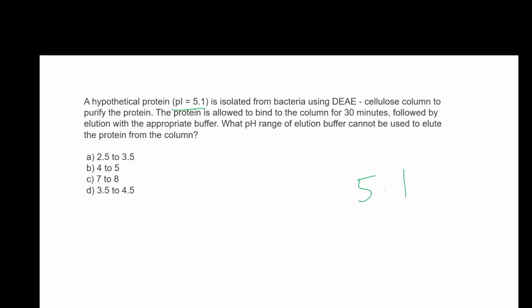First tell me what is pI or isoelectric point. What is isoelectric point? Isoelectric point of any protein is given. What do you mean by that?